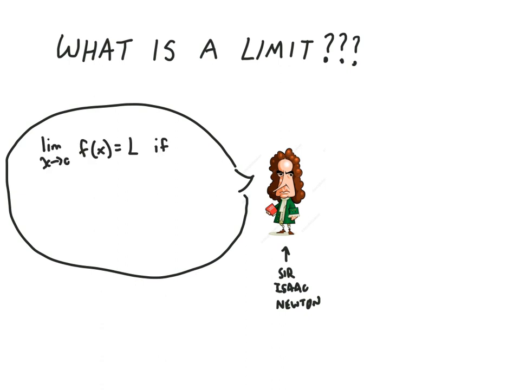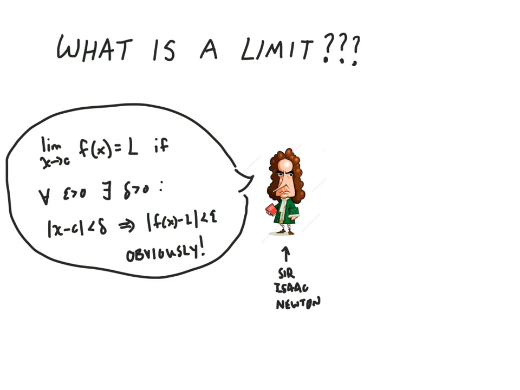Isaac Newton would tell you that the limit as x approaches c of a function f of x is equal to a limit L if for every epsilon greater than 0 there exists a delta greater than 0, such that if the distance between x and c is less than delta, then it is necessarily true that the distance between f and L is less than epsilon. Well, that makes perfect sense.